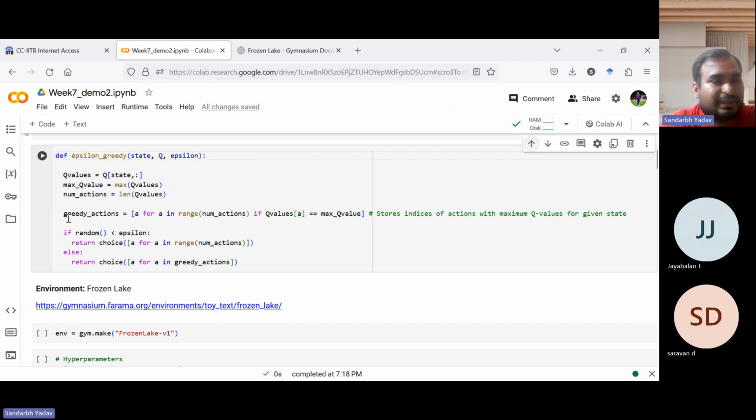And we have greedy actions. There might be more than one action which has the max value, right? So this greedy action variable stores the indices of those actions which have the max value. And again, epsilon is the exploration factor.